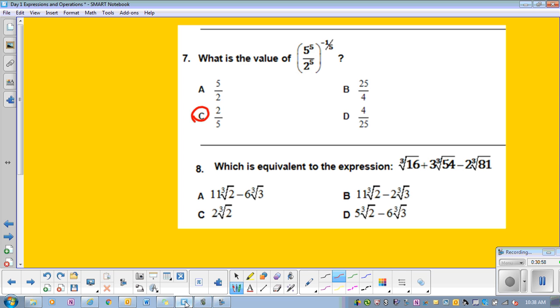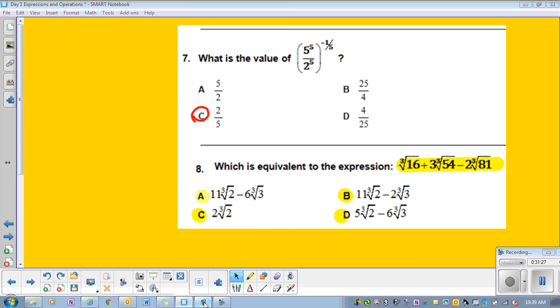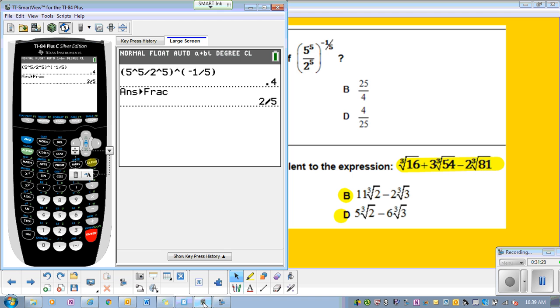So how about number 8? Did the calculator trick work for number 8 too? It should. Put this whole entire expression into the calculator and match it up to one of these. See which one gives you the same decimal. Let's try it out. Let's see. How do we put this into the calculator? There we go.